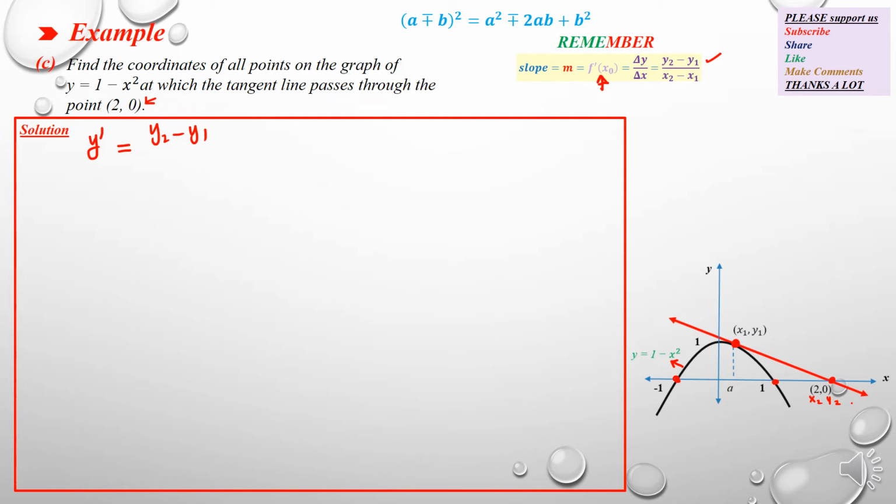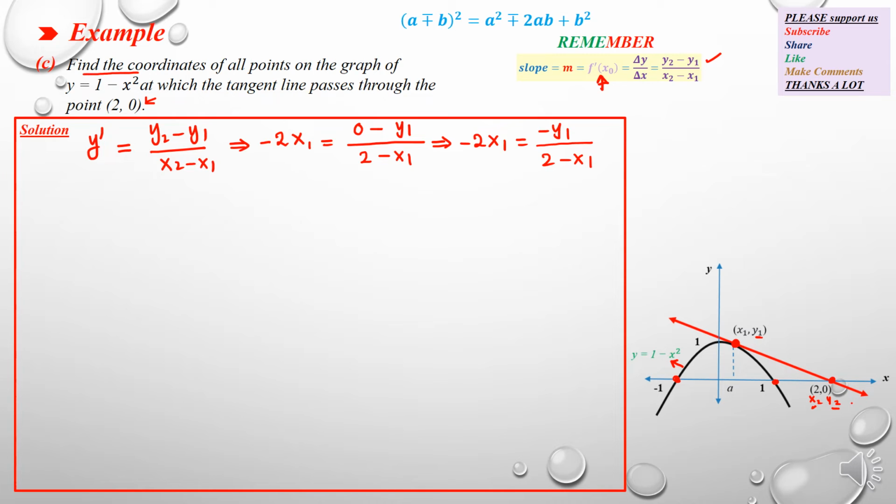y2 minus y1 divided by x2 minus x1. Y prime is negative 2x, but you have to put x1 because you want the slope, or the first derivative at x equals x1, and this equals y2 minus y1. y2 is 0, minus y1, so 0 minus y1 divided by x2 minus x1. x2 is 2 minus x1, and we can write it as negative 2x1 equals negative y1 divided by 2 minus x1.